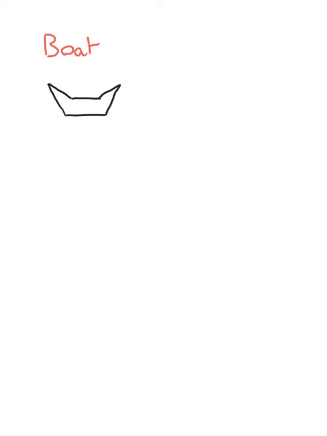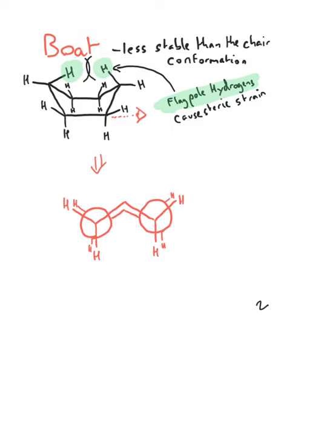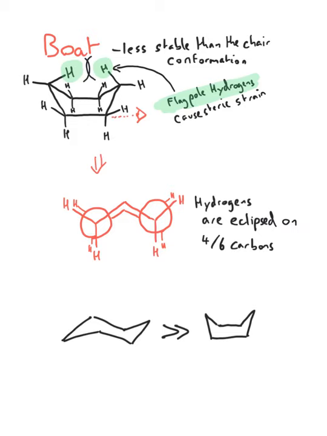The boat conformation is less stable than the chair conformation. If we look at this 3D structure, we'll notice that the hydrogens pointing inwards, referred to as the flagpole hydrogens, are invading each other's space, causing steric strain. Furthermore, if we take a Newman projection along one of these 2 sets of carbons, we'll notice that the hydrogens are eclipsed on 4 out of the 6 carbons. This means that when you have a 6-membered ring, such as cyclohexane, it's more likely to exist as a chair structure instead of a boat structure.